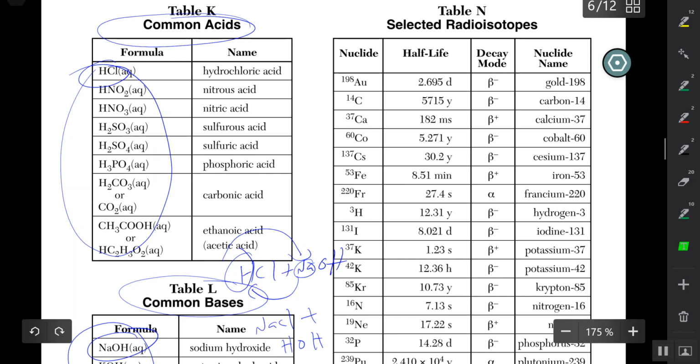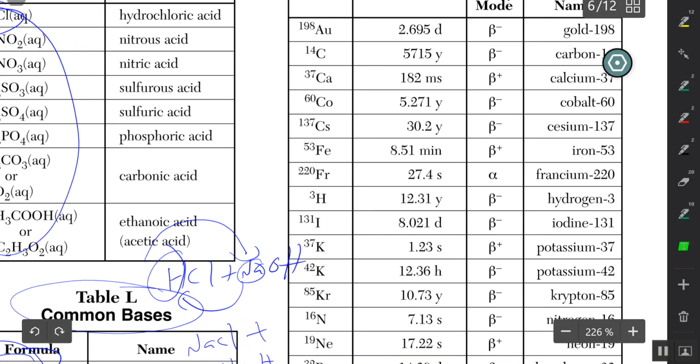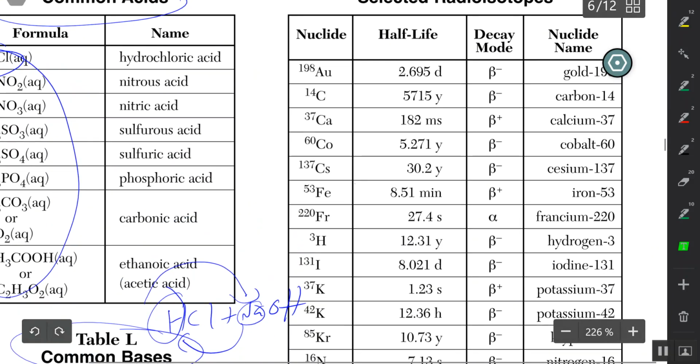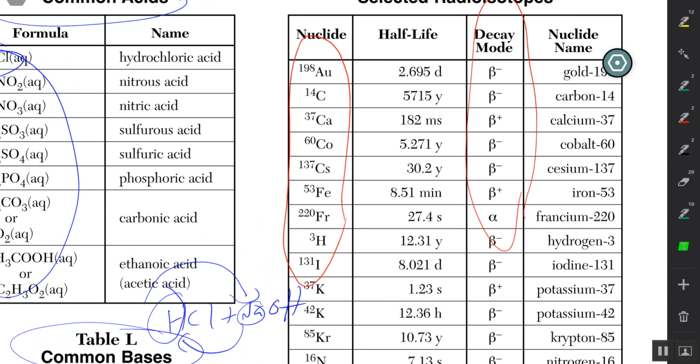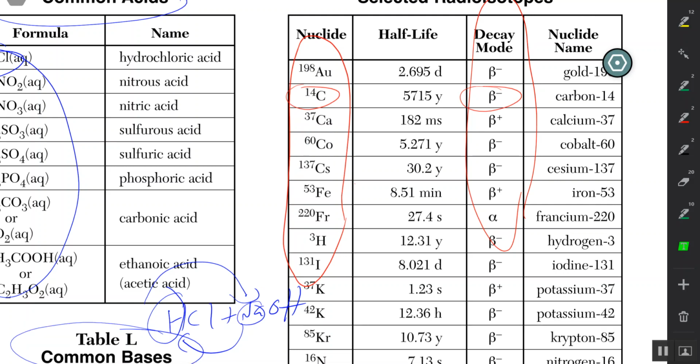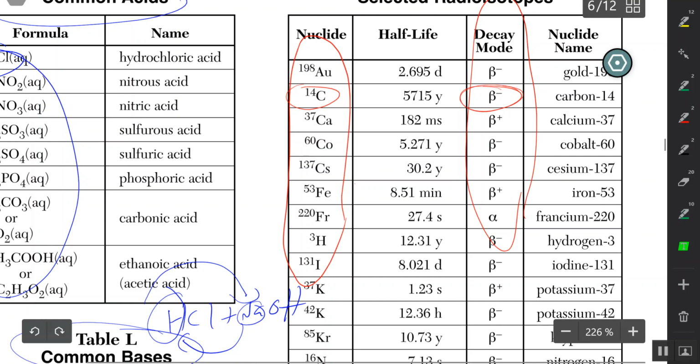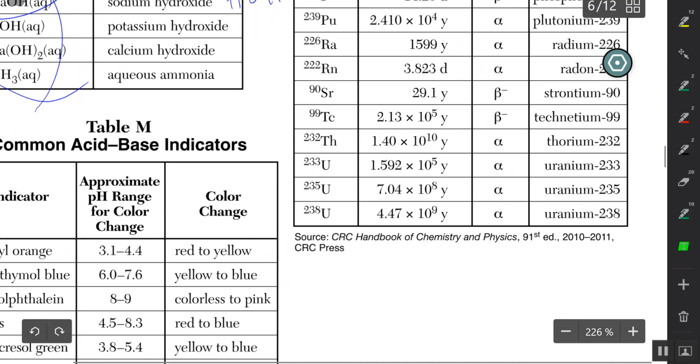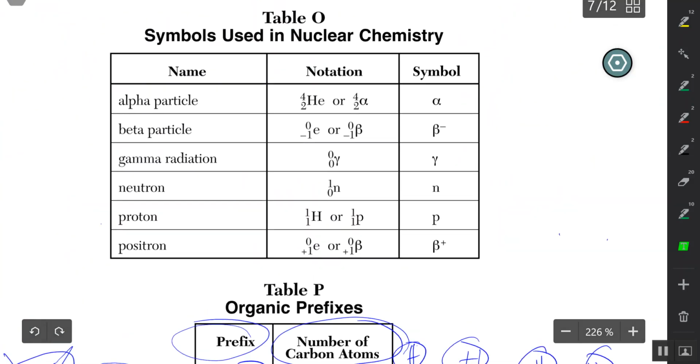Here we go. It will tell you each radioactive isotope and the decay mode of each radioactive isotope. So let's say I'm trying to write a balanced nuclear reaction that represents the decay of carbon-14. Carbon-14 produces a beta particle. Let's see what a beta particle looks like.